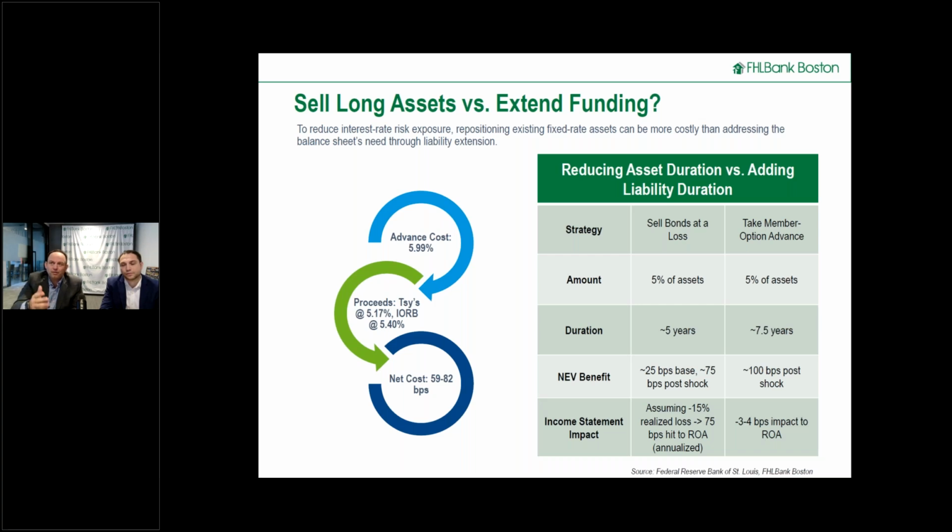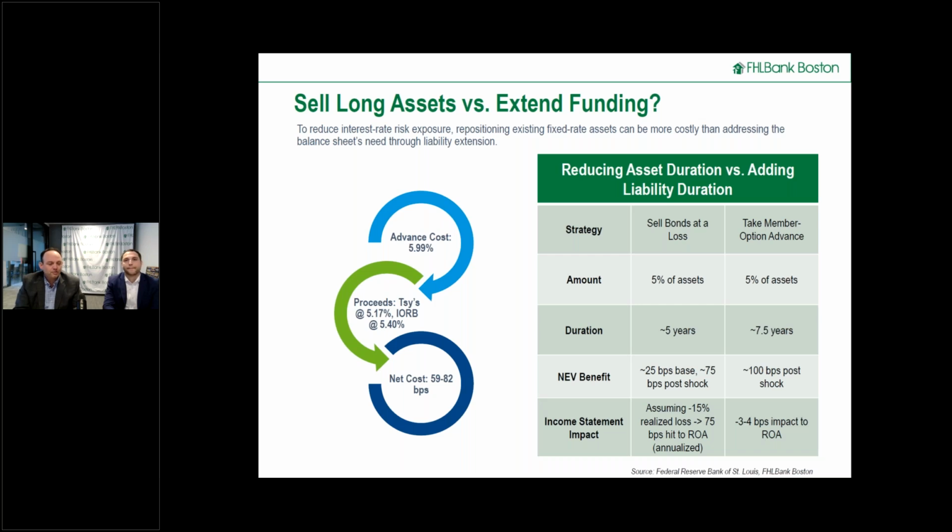The NEV benefit for the investments is going to be pretty good as well. It's going to help in the base, but the other component is that we're taking that immediate hit to capital, which we can see when we look at the income statement impact. If we assume a 15% loss on 5% of the balance sheet, that's a 75 basis point hit to ROA on an annualized basis. We put it into 1 quarter, and it's going to jump off the page that much more.